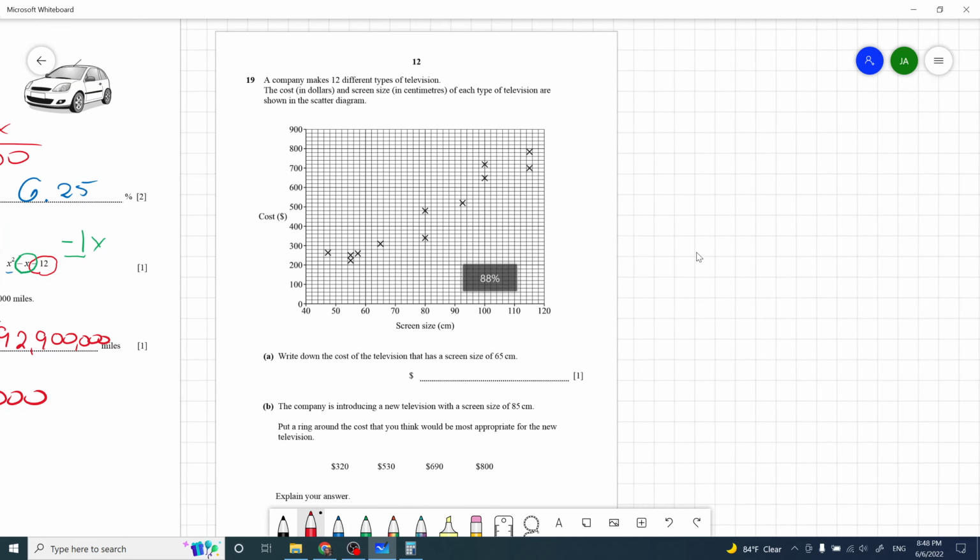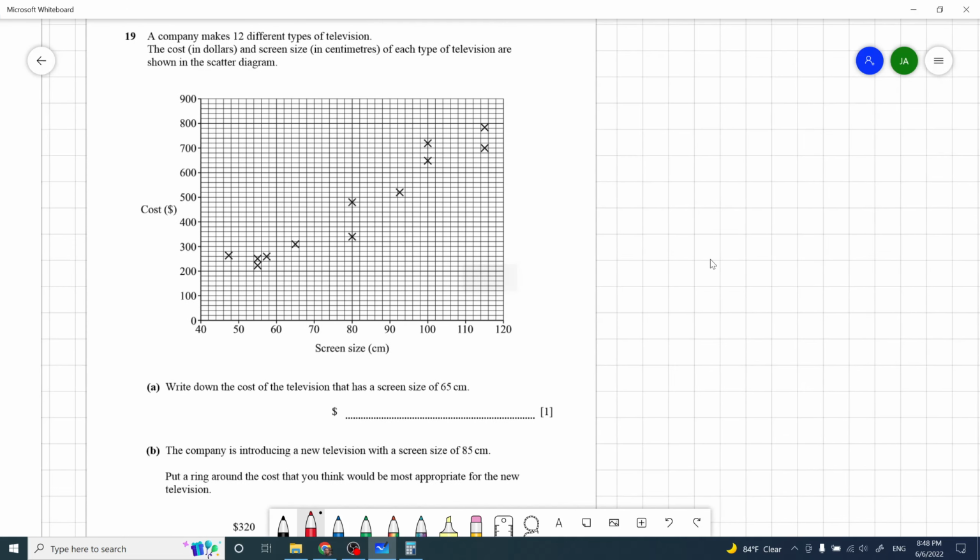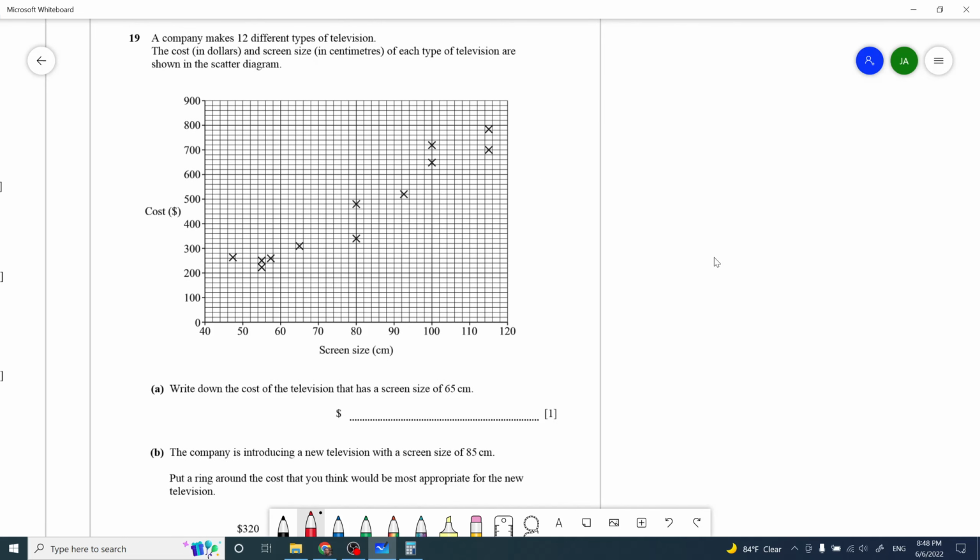Okay, a company makes 12 different types of television. The cost in dollars and screen size in centimeters of each type are shown in the scatter diagram. So you've got 12 different points here that relate cost to size. You want to write down the cost of the television that has a screen size of 65 centimeters. So go down here, find where 65 centimeters is. It should be here. So right between 60 and 70, we go up, and sure enough, there's a point here. Where does this correspond to?